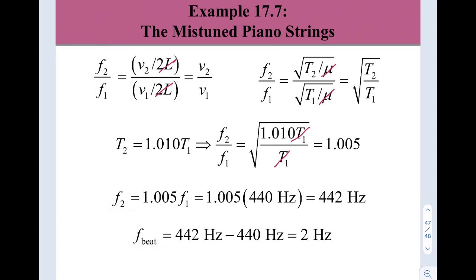From here, we may notice that f2 is equivalent to 1.005 of f1. What is f1? f1 here is 440 Hertz. That gives us the answer for f2, which is 442 Hertz. Are we done? Not yet, because the question is asking for the beat. The beat is actually the modulus of f1 minus f2. Regardless, whether f2 minus f1 can also be done. So the frequency of the beat is 2 Hertz.